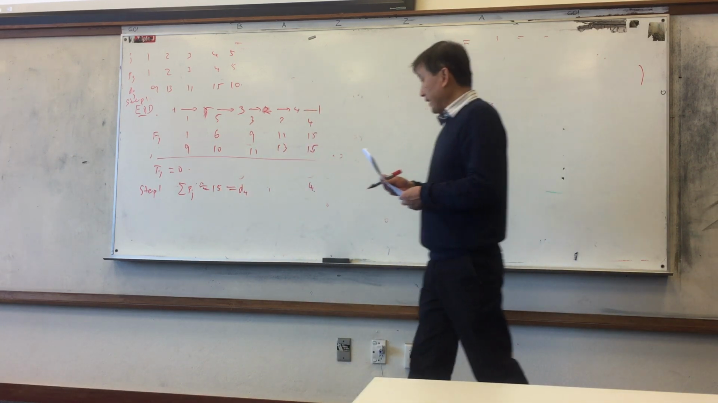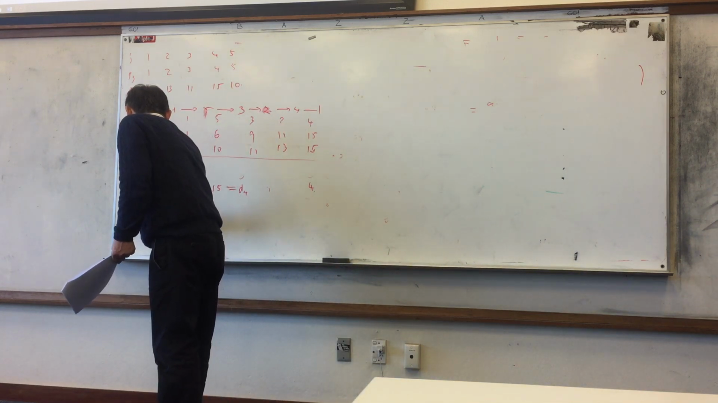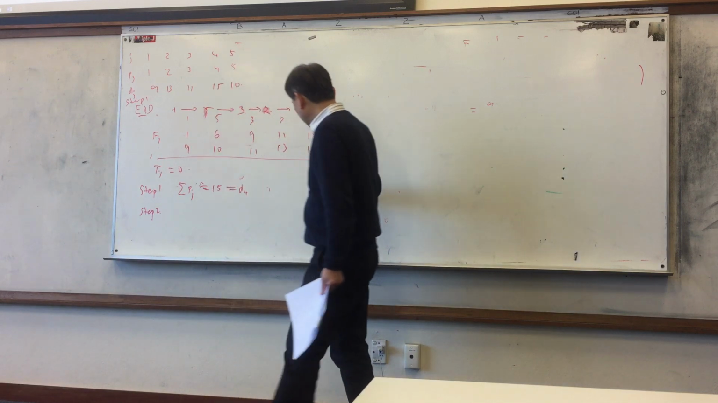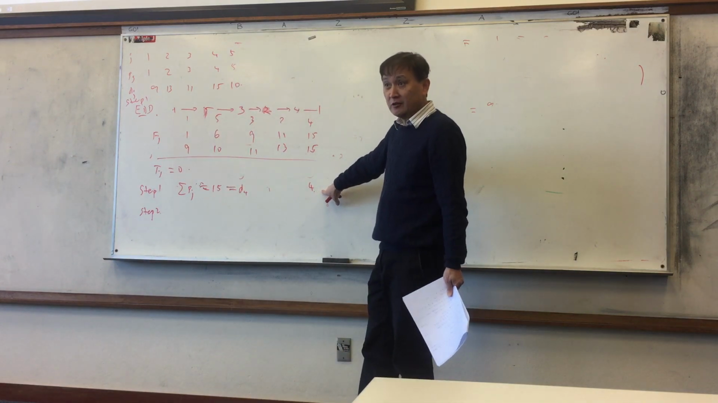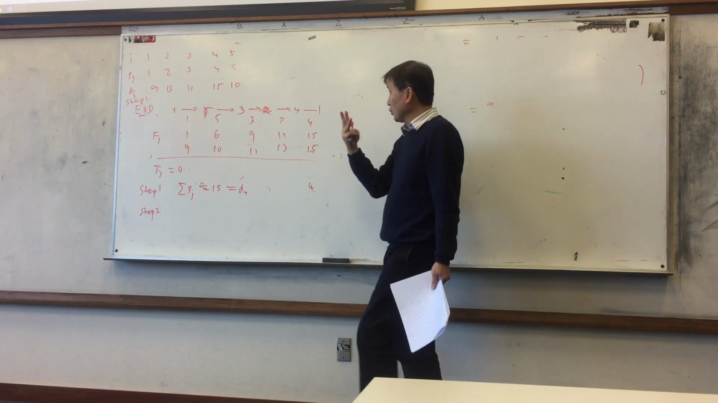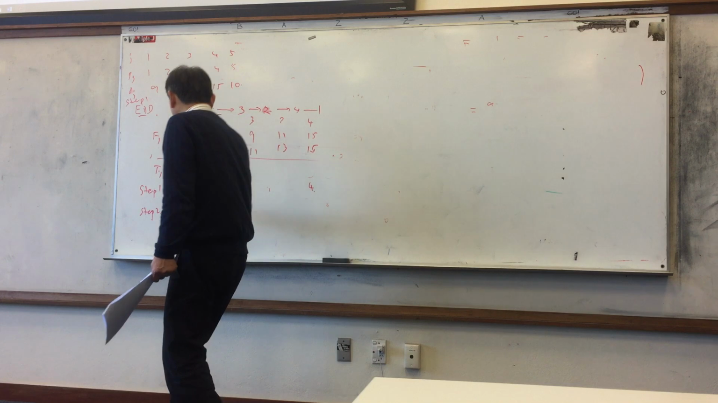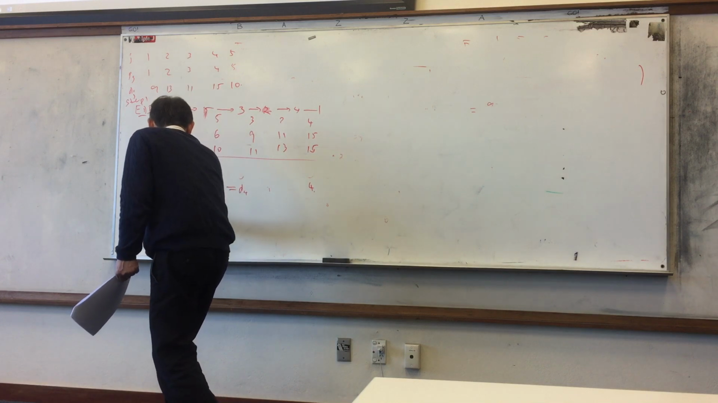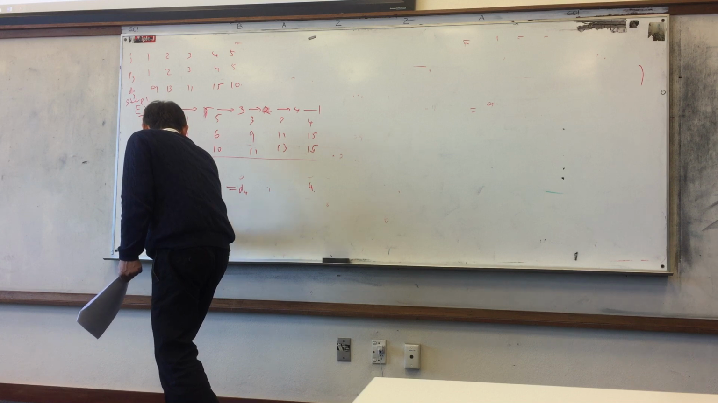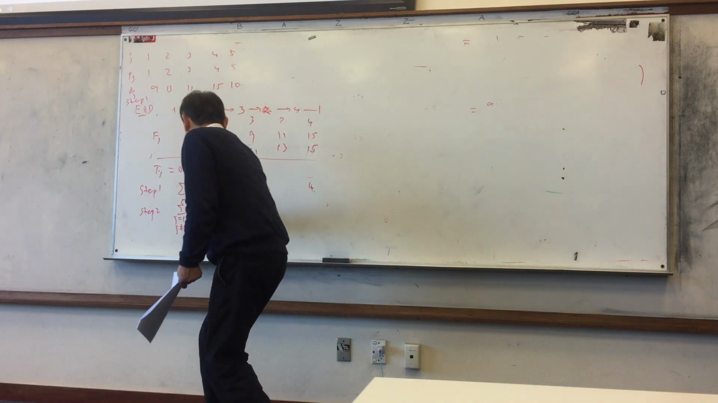Now step 2 says that I'm going to get rid of 4. The 4 has been scheduled. Now I have 4 different jobs, which are 1, 2, 3, and 5. So I'm going to look at the sum of PJ, where J is from 1 to 5 but J is not equal to 4. Now, what is this one?